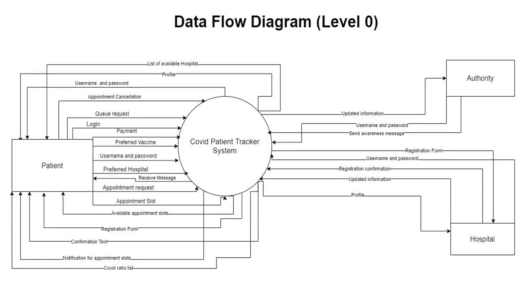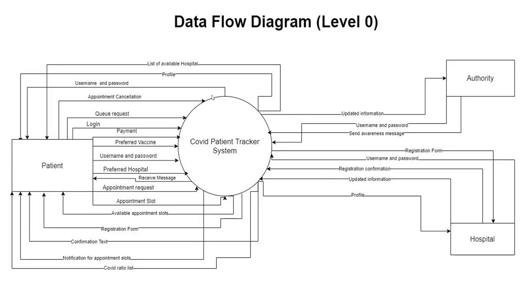Now, I am going to present our data flow diagram level 0. Level 0 is the simplest level. In this level, our entire software system is in one big process. We have three external entities, for example, patient, hospital, and authority. And this is our big process.